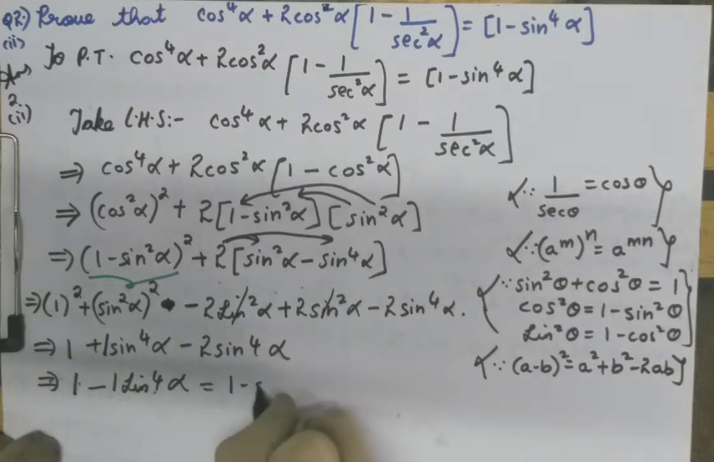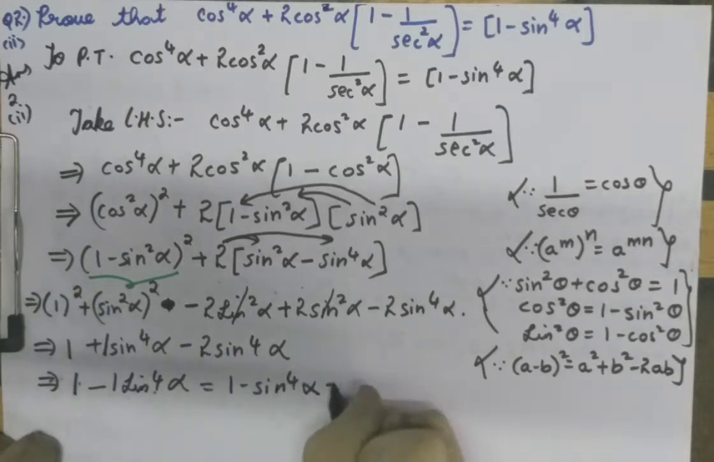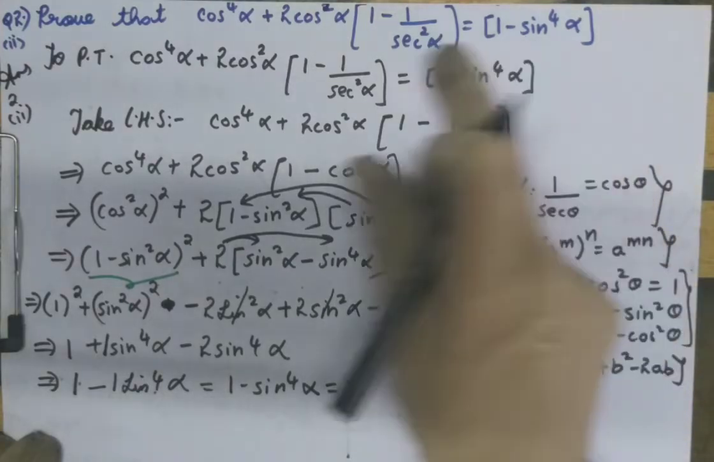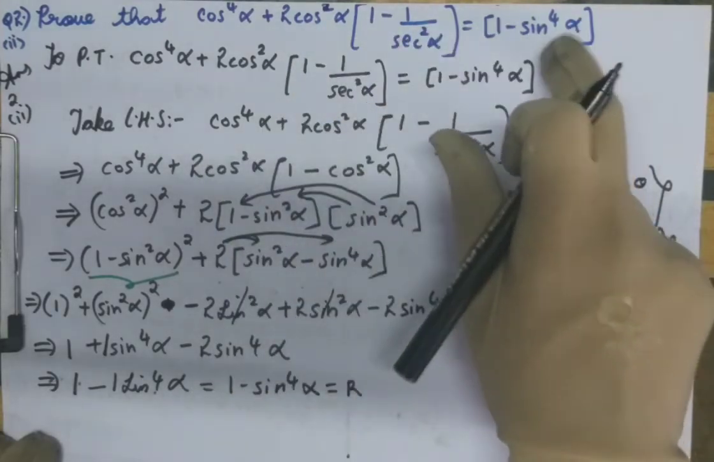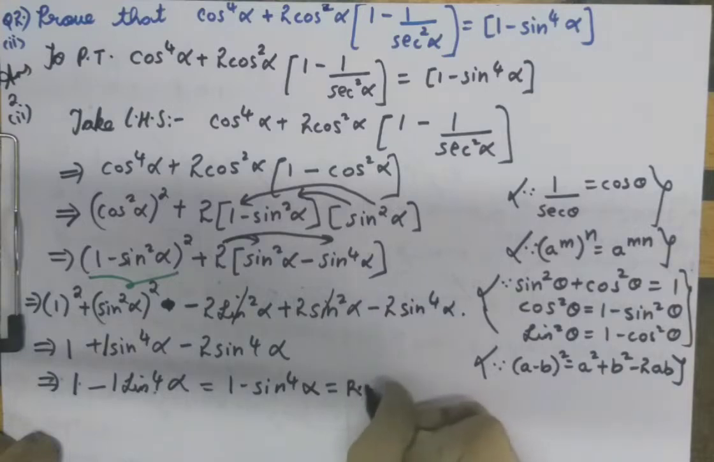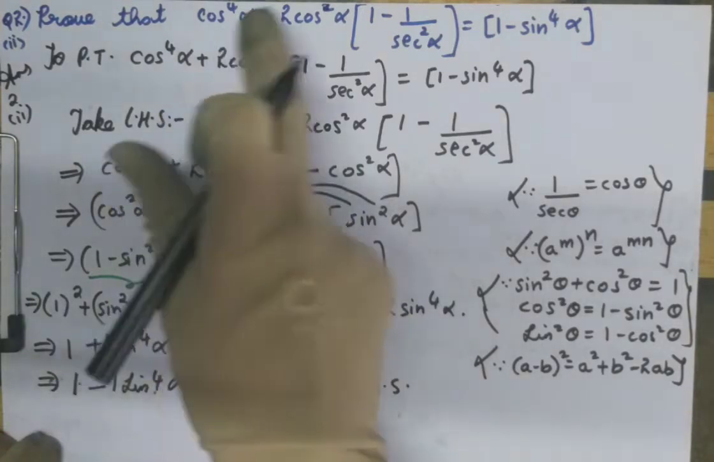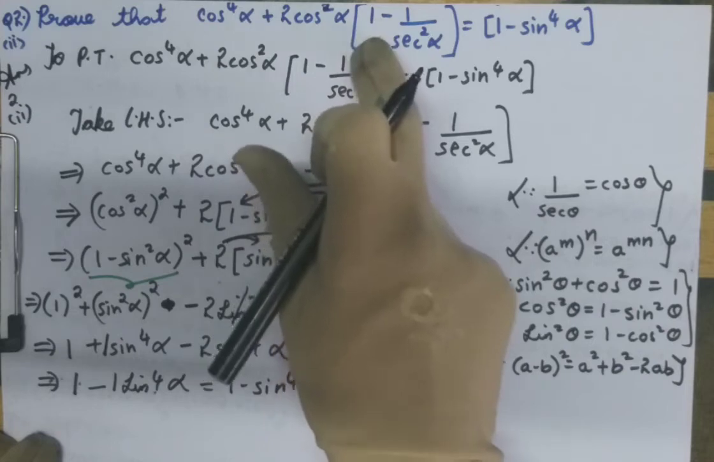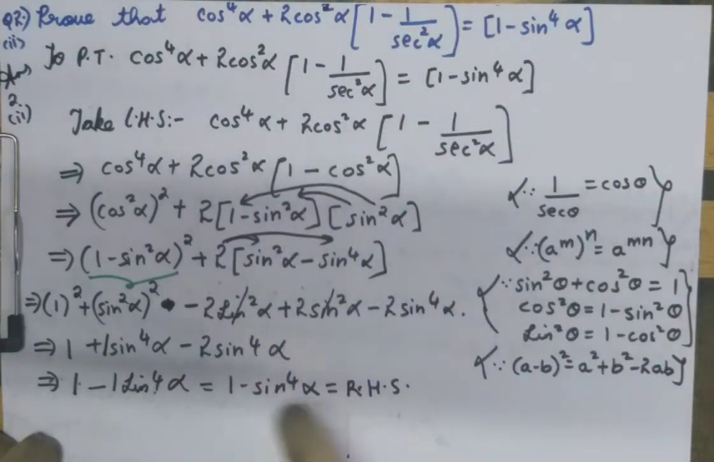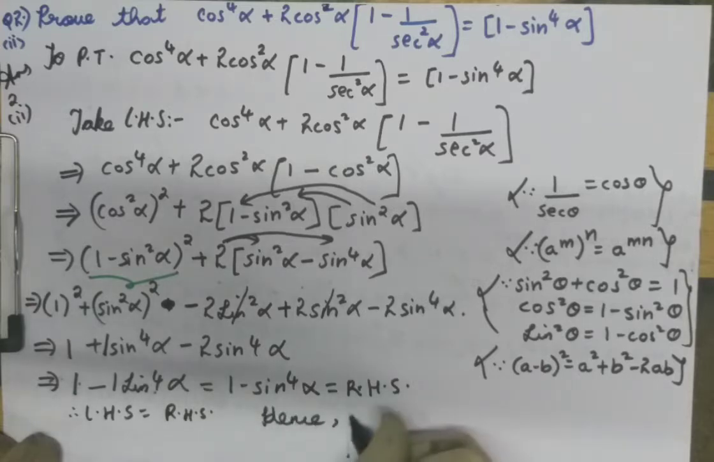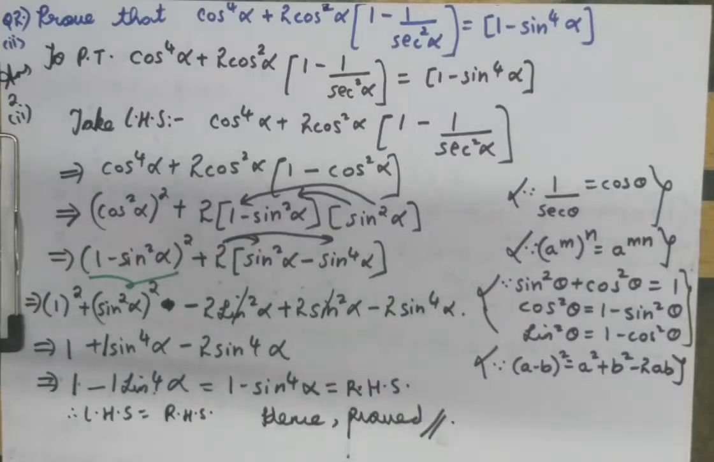So what do we have? 1 minus sine power 4 alpha. That is equal to, observe our RHS. We have to prove this equal to RHS, that is 1 minus sine power 4 alpha. So we have successfully made cos power 4 alpha plus 2 cos square alpha into 1 minus 1 by secant square alpha as 1 minus sine power 4 alpha. So we can say here LHS is equal to RHS and hence proved. So this completes our second bit. Moving on to the third bit of the second question.